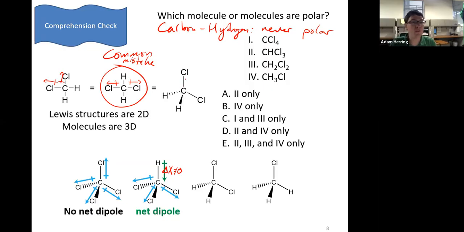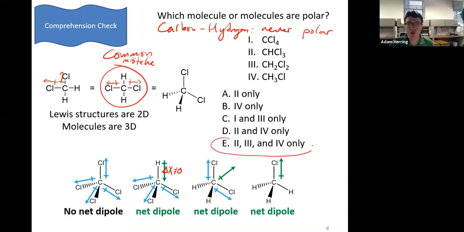Remember that when we have 4 domains, there must be a tetrahedral arrangement. Therefore, when we draw in the bond dipoles, they cannot cancel each other out completely. There's going to be a net dipole moment. Finally, on the 4th structure, there's only 1 bond dipole, and so we see that it has a net dipole moment. That means then molecules 2, 3, and 4 are polar.